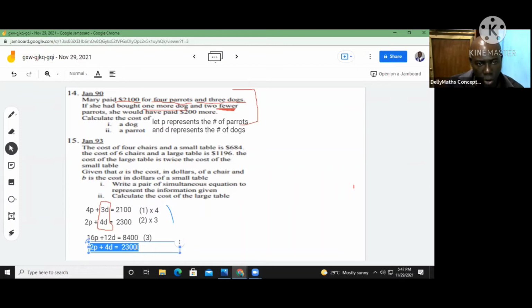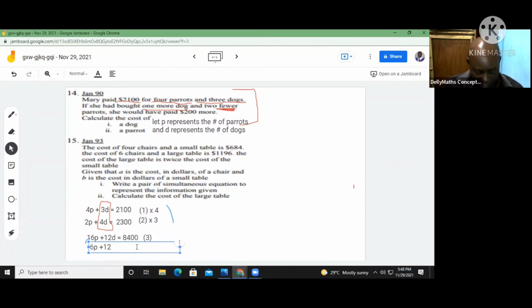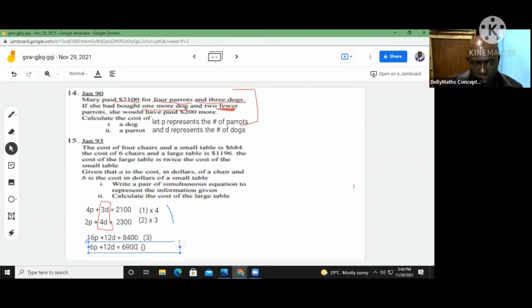And then for the other one, so we're talking about 3 times the 2P, that's going to land us 6P. Plus 3 times the 4D, that is positive 12D. And that's going to equal 6,900. 6,900. Thank you very much for working with me accurately too.